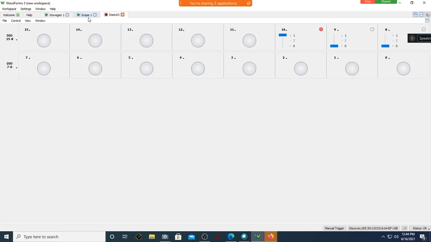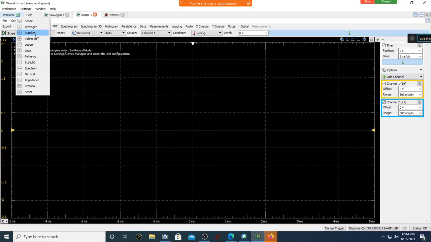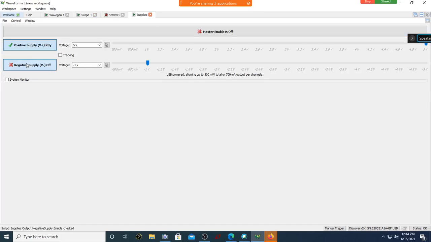Let me also give the power supply. I'm using the same power supply which is over here. This is the supply. I will use 5 volt here. Negative is not required. I will run it. I will run all of them. I will run this also.